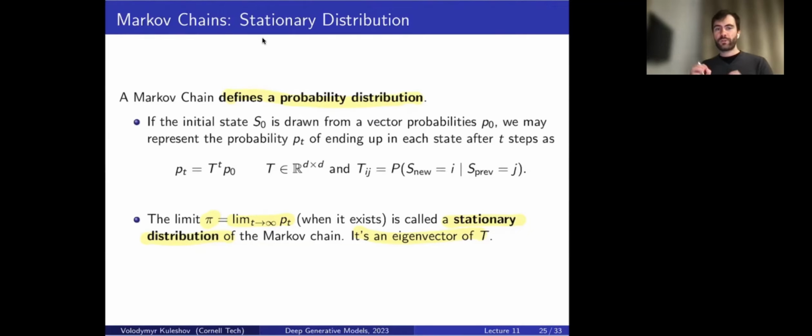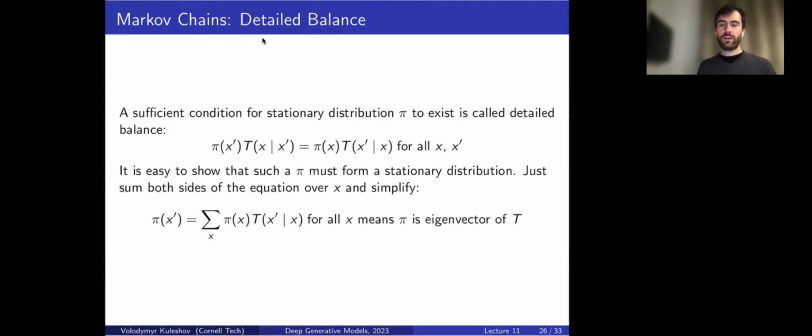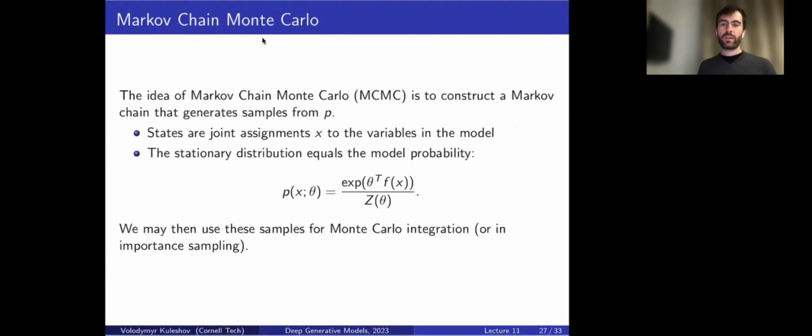Okay, so a Markov chain defines a distribution. We can check whether a distribution is stationary or not by this formula. This is actually a sufficient condition. I'll skip this for now.